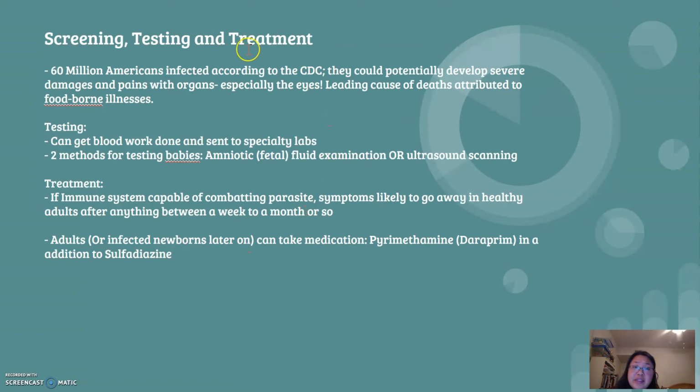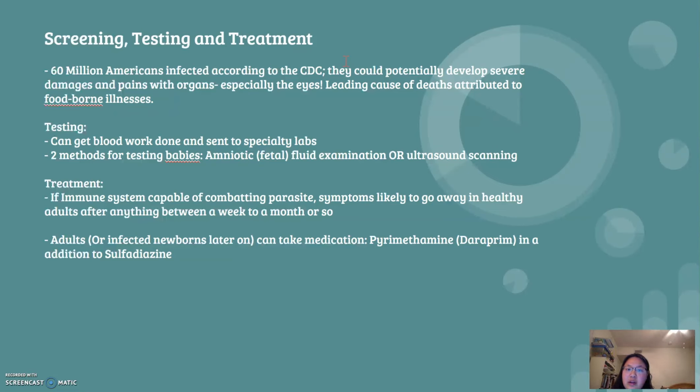So as for screening, testing, and treatment, according to the CDC, or the Center for Disease Control and Prevention, approximately 60 million Americans are infected with toxoplasmosis, and these people could potentially develop severe damage and pains with their organs, especially the eyes. And toxoplasmosis is apparently the leading cause of deaths attributed to foodborne illnesses, according to the CDC as well.